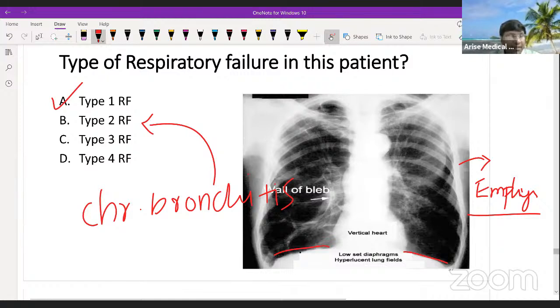And Mohit, type 4 respiratory failure is secondary to hypovolemic shock. In case of shock, the perfusion to the respiratory muscles will be reduced. When perfusion to the respiratory muscles is reduced, that is the point when the individual will develop type 4 respiratory failure. Okay. Yes, Mohit, is that clear?